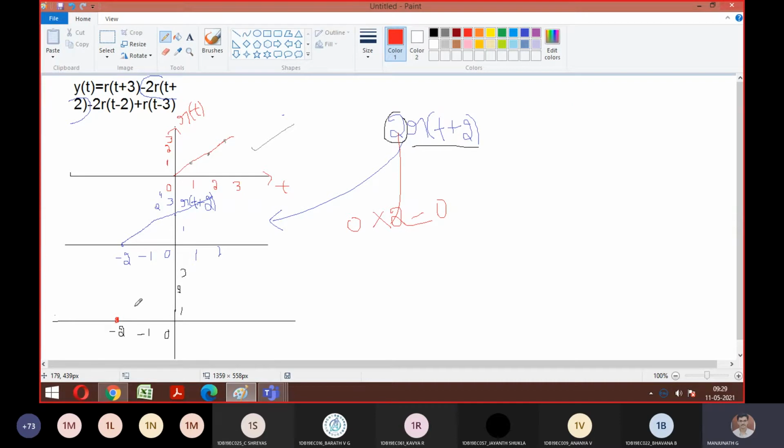Then look here. For minus 1, what was the amplitude you had here? Is it 1? So now we should do 1 into 2. Why 2? Because it is given in the question. So at minus 1 the amplitude goes to 2. This is the difference we have to understand. Earlier it was 1, right? Now it goes to 2.